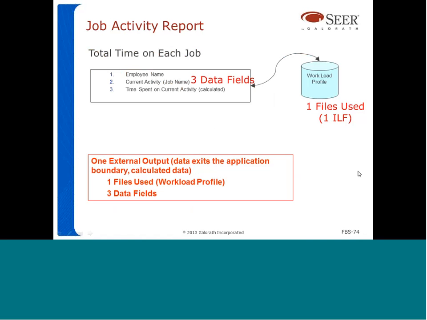The second report is the time spent on each job. It's a report with total time on each job, and this report is going to be very simple. It's only going to list the employee name, the current activity assigned, and the time spent on current activity. This third one here is calculated. Okay, so this is data that has to be calculated before it is placed on the report. In this case, this makes the difference, remember, between an external output and an external inquiry. So this total time on each job report is essentially going to be an external output, and it's going to have 3 data fields of information and 1 file used, in this case, the workload profile.